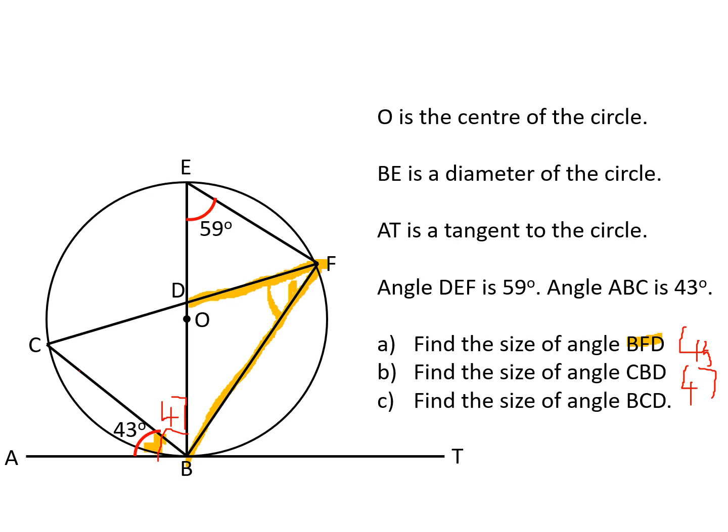And then the last one, BCD, that's this angle just here. So we have got our 59 over here, which is from the B and F, where this one is also from B and F, so this one will also be 59 by the same segment theorem.